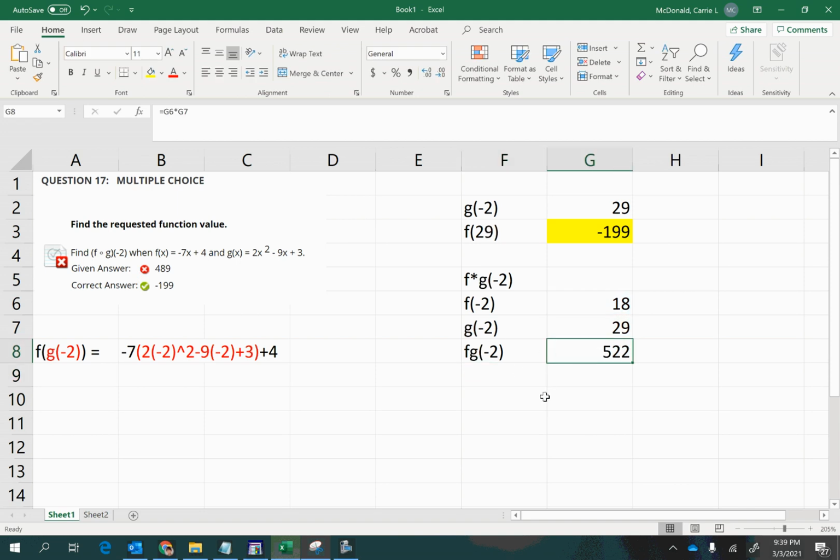And maybe that's what you were thinking would have been the answer. So you would have been right if it was times, but when it's an open circle like that, it means to compose, put one inside of the other.